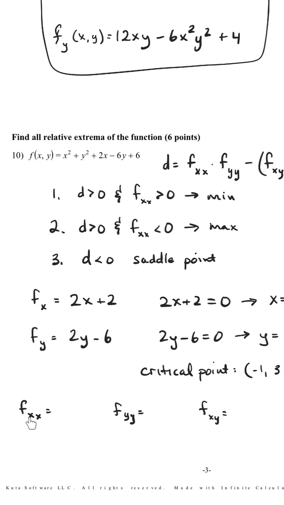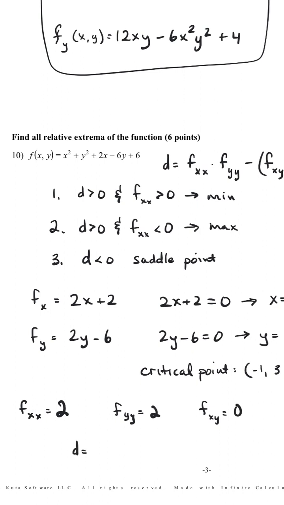So if we do a first partial derivative with respect to x, that gave us this expression. If we do another partial derivative with respect to x, this is going to give us a 2. That's going to give us a 0. So that's 2. Now the first partial derivative with respect to y gave us this expression. If we do another partial derivative on that with respect to y, that's going to give us a 2 minus 0, which is 2. Now if we do a first partial derivative with respect to x, that gives us this. If we do another partial derivative with respect to y, that's going to be 0. That's 0. 0 plus 0 is 0.